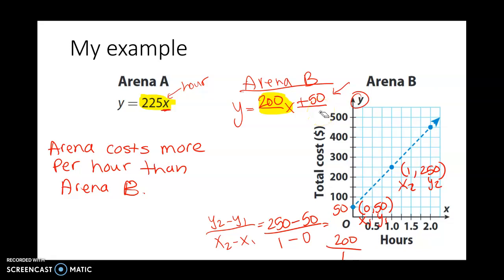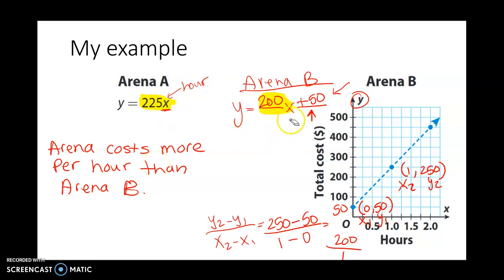So for these arenas, sure, arena A charges more per hour, but arena B has this one-time flat fee of $50. If I went to the arena and signed the paperwork but didn't actually use it, they would still charge me $50. You can calculate that by inserting 0 for x. 200 times 0 is 0, and 0 plus 50, so I'd still have to pay them $50. Whereas over here, 225 times 0 is just 0, so they wouldn't make any money.